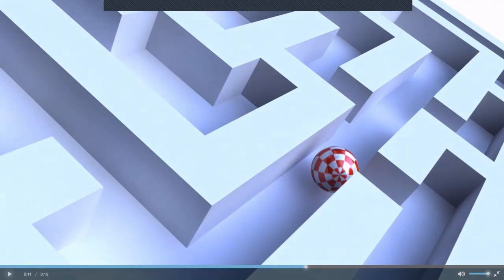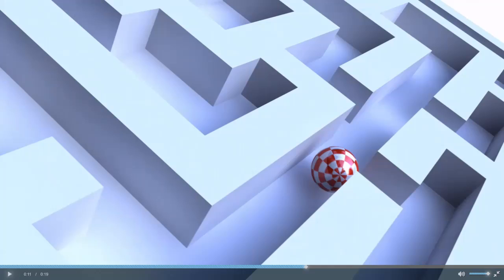How did the walls help change the direction that the marble traveled? Well, the walls gave the marble a place to bump into and change direction. So each time it bumped into one of those walls, the marble changed direction.